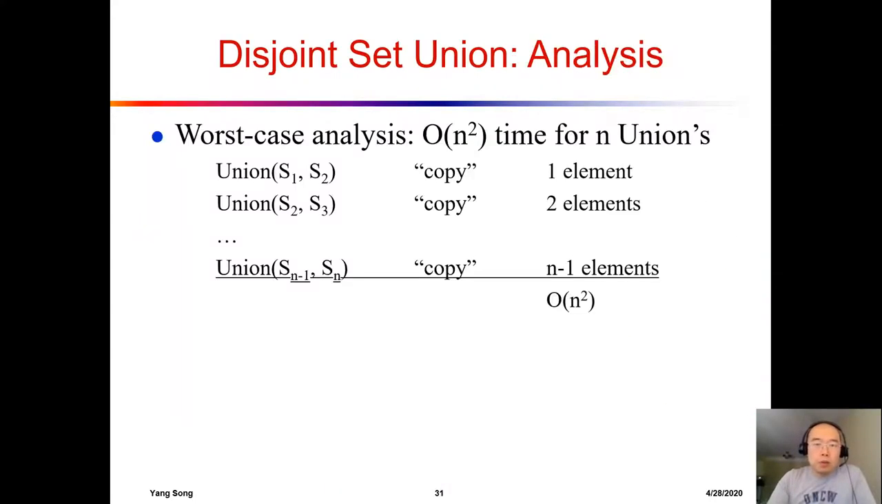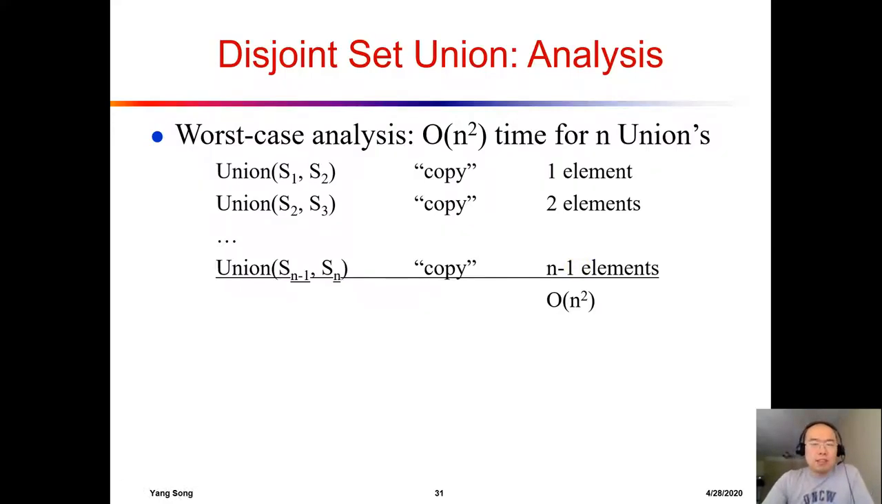Okay, so if we want to analyze the union, if we start from the very beginning with S1 and S2, they both have one item, so we will copy one item. And then if we want to union S2 and S3, remember in this case S2 has already got two items, so we are moving two items. And eventually, if we are unioning Sn-1 to Sn, then we are copying a total of n-1 items.